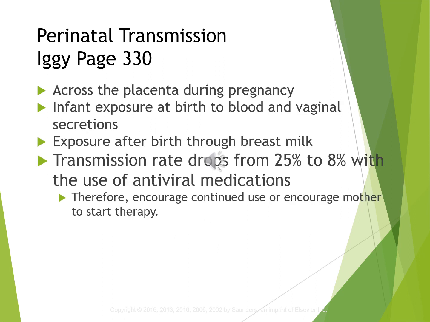Okay, and the final mode of transmission is perinatal, where it goes from mother to baby. This can occur across the placenta during pregnancy. It can also happen at birth when the baby is exposed to blood and vaginal secretions. That's why they tend to do C-sections with these children. And also exposure after birth through breast milk. So if a woman is HIV positive, she is discouraged from breastfeeding her children.